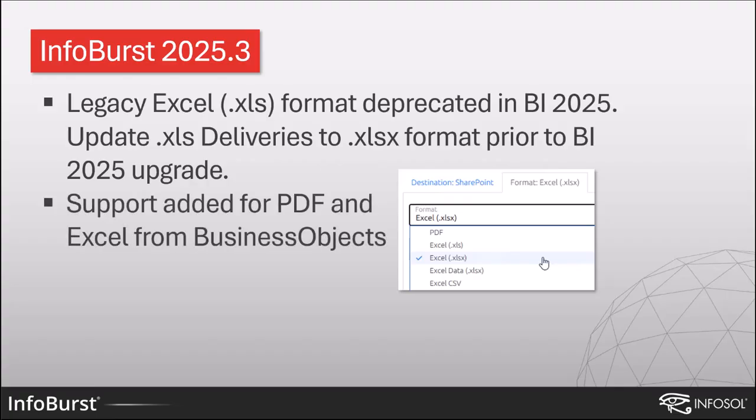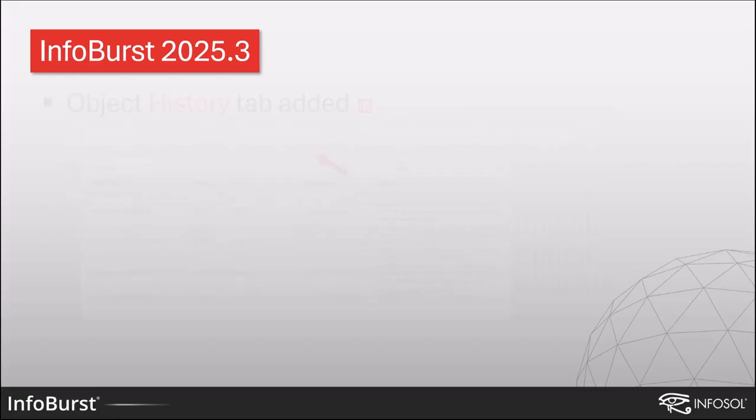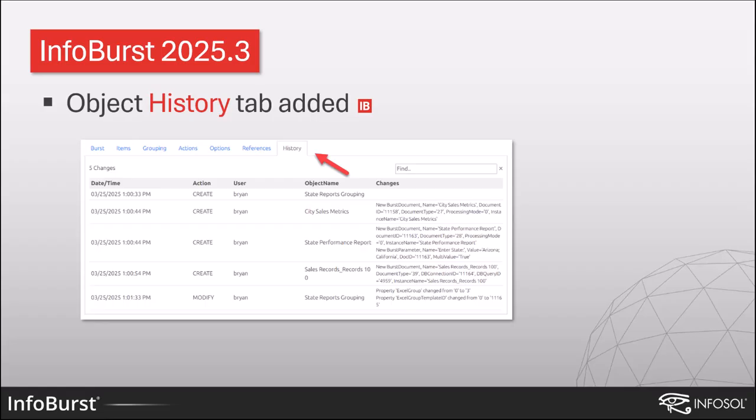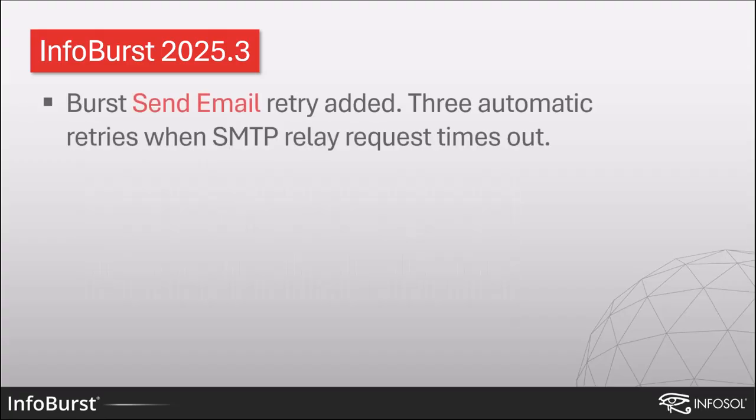Support was added for adding PDF and Excel files from BusinessObjects to InfoBurst, where they can be delivered to any InfoBurst delivery destination. An Object History tab has been added for each object type, which provides details about object creation and modification. An automatic send email or SMTP relay retry has been added.